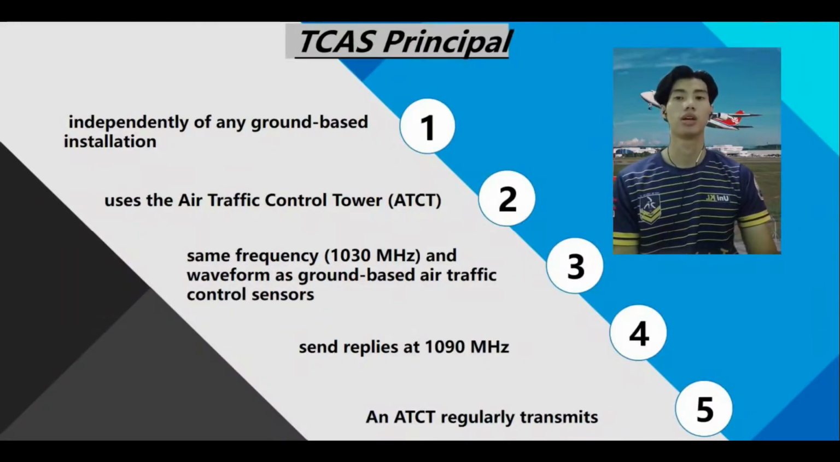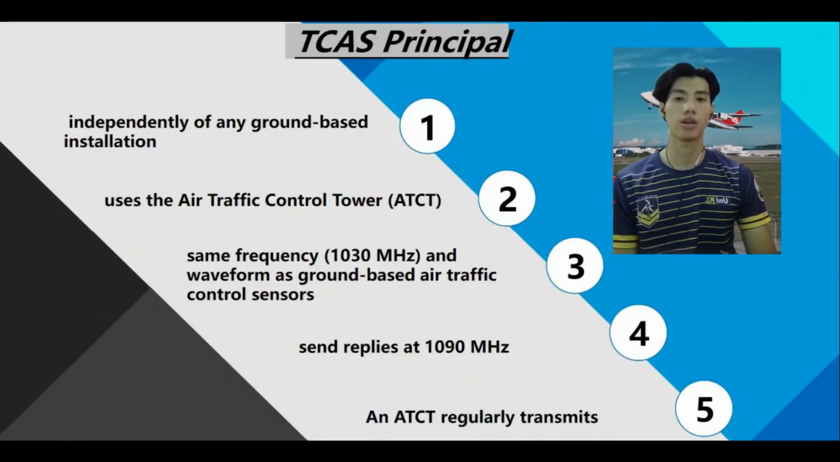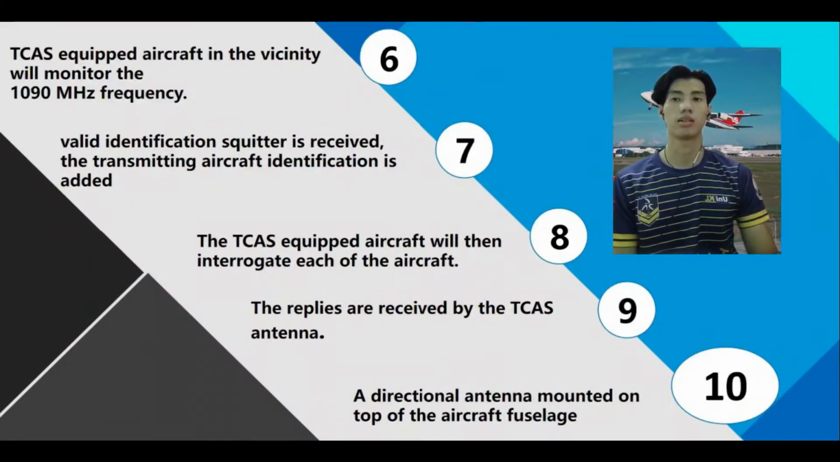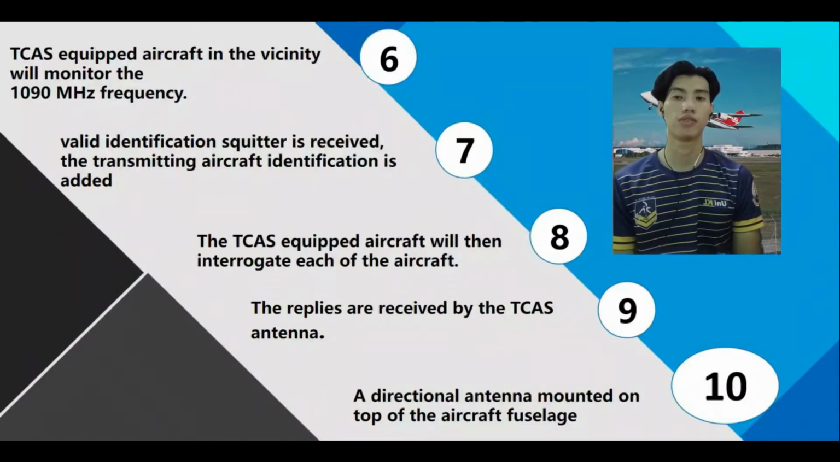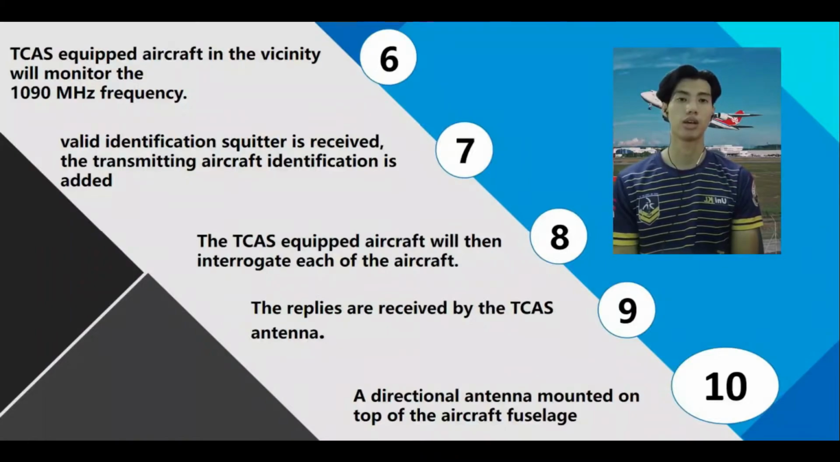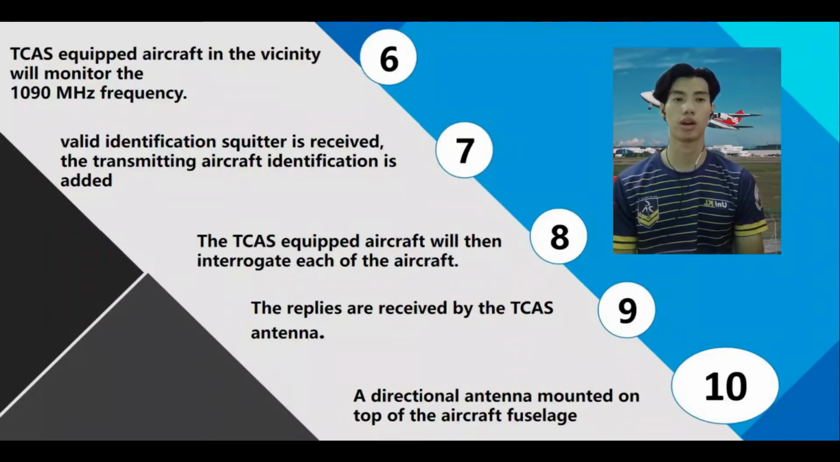The fifth one is that the transponder regularly transmits, approximately once per second, a transmitter signal that identifies the transmitting aircraft. Number 6, TCAS equipped aircraft in the vicinity will monitor the 1090 MHz frequency. When a valid identification signal is received, the transmitting aircraft identification will be added to the list of aircraft that the TCAS equipped aircraft will interrogate.